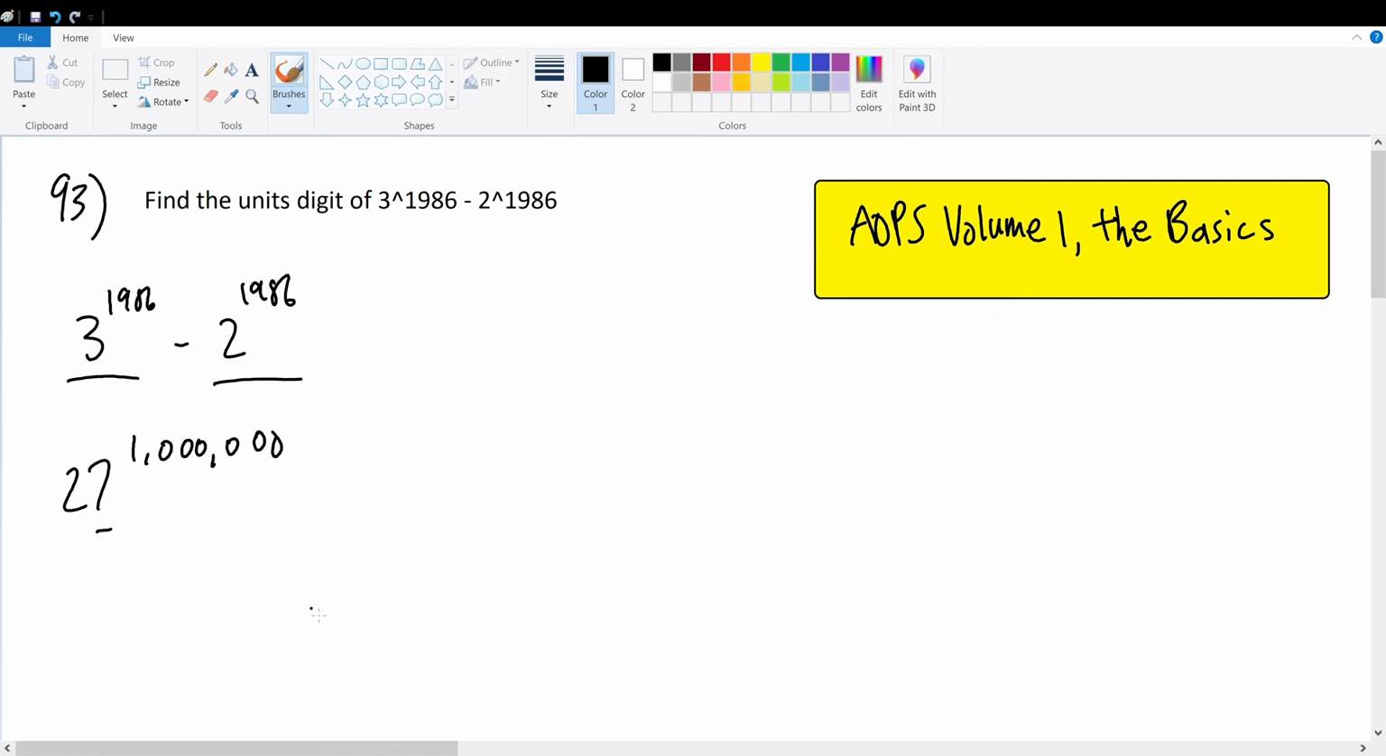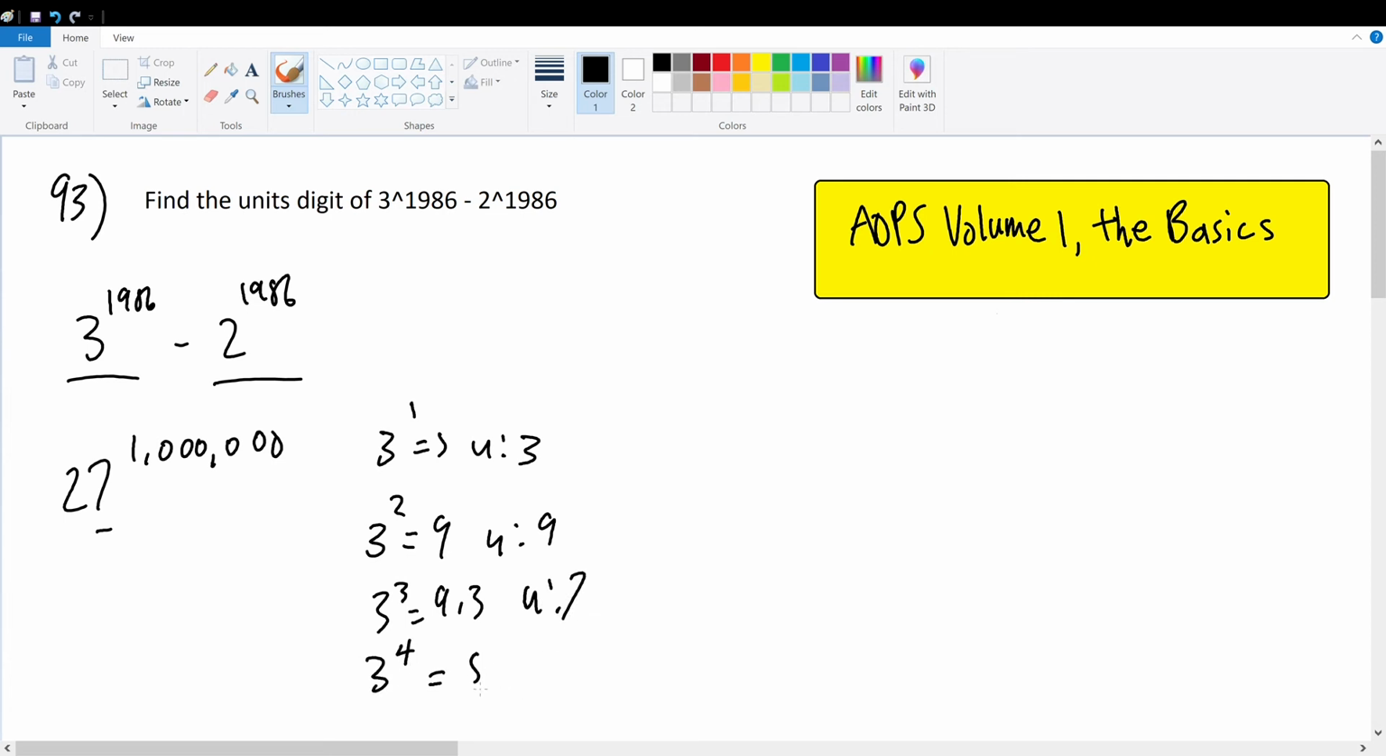So let us begin. So what is 3 raised to the first power? The units digit will have a digit of 3. And 3 squared will be equal to 9 with a units digit of 9. 3 cubed will be equal to 9 times 3 with a units digit of 7. And 3 raised to the fourth power will be equal to 9 times 9, which is equal to 81 with a units digit of 1. And from here, the pattern will cycle through.